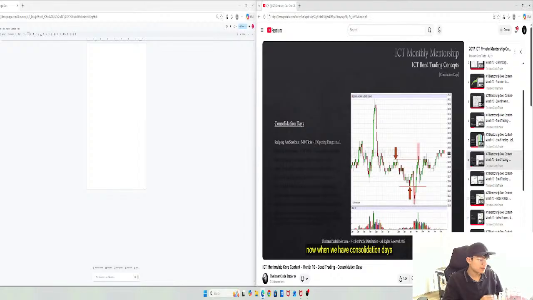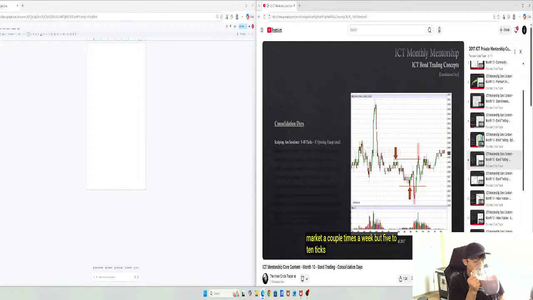Now, when we have consolidation days, when we are looking to trade in the AM session, we can scalp, obviously, for 5 to 10 ticks. And again, remember, 1 tick is $31.25. So 5 ticks doesn't sound like a lot, but you can do very well with just 5 ticks day trading in the bond market a couple times a week.